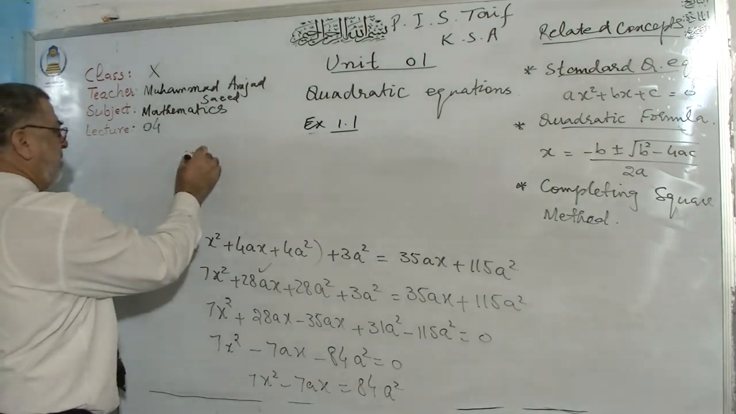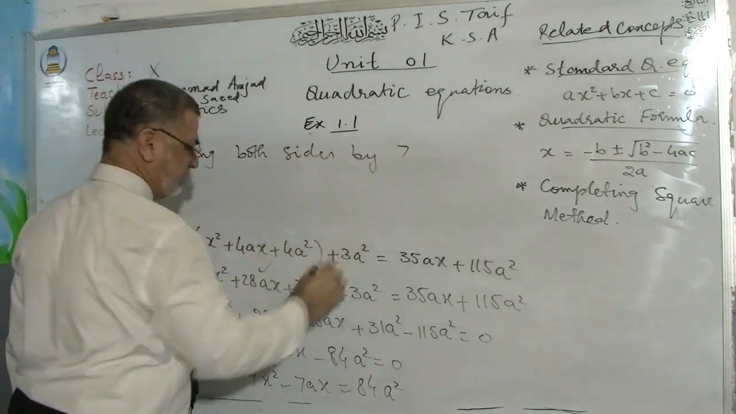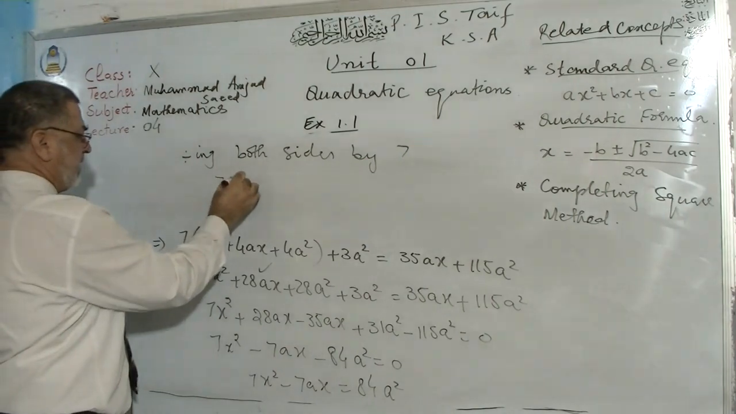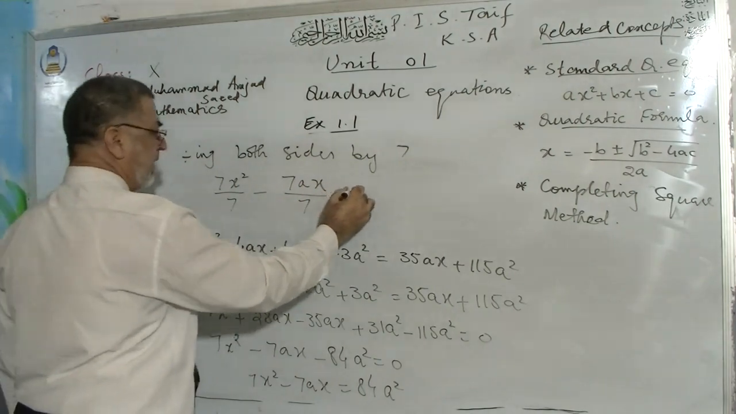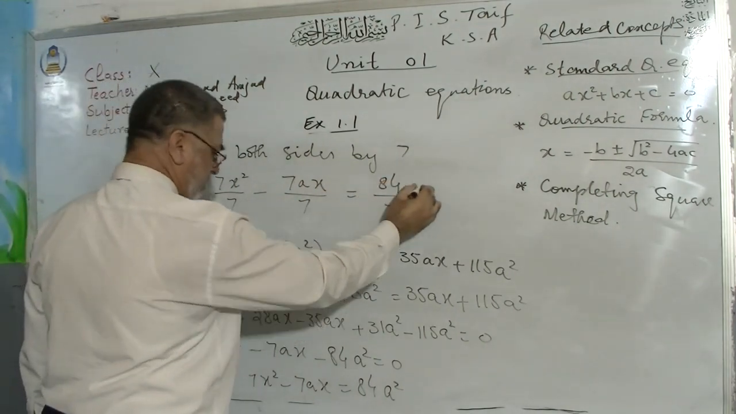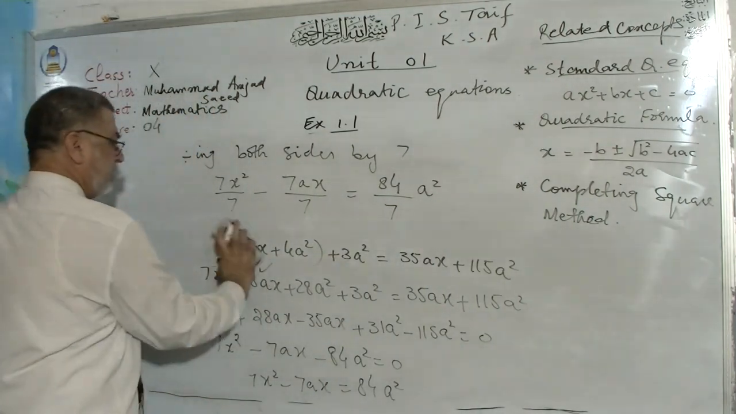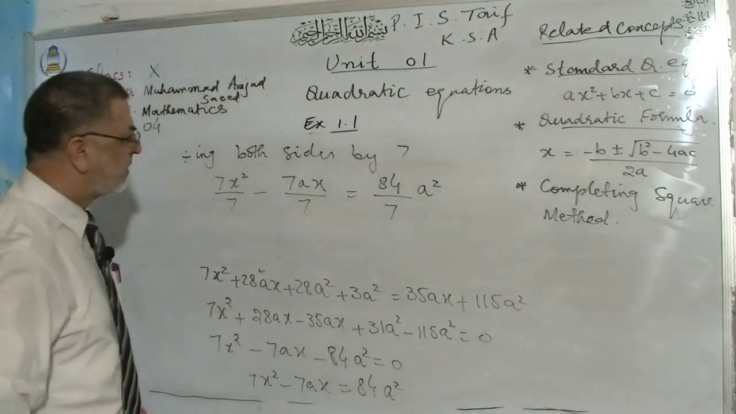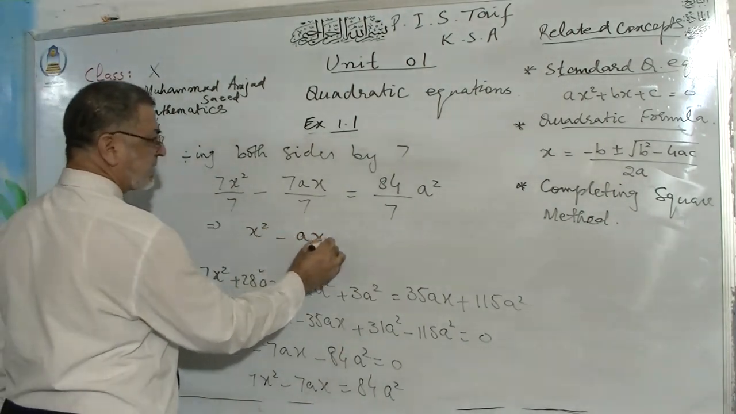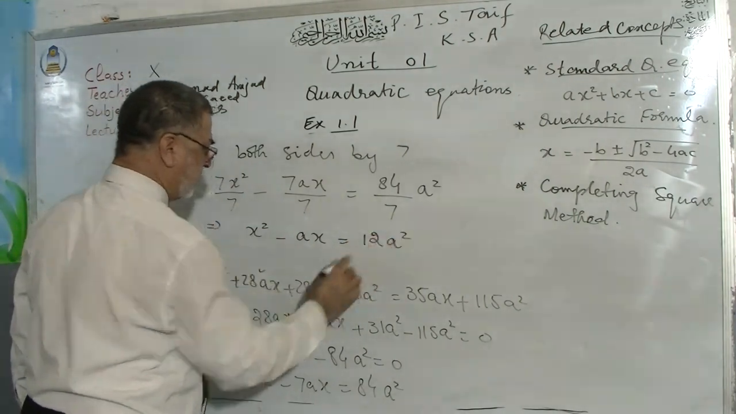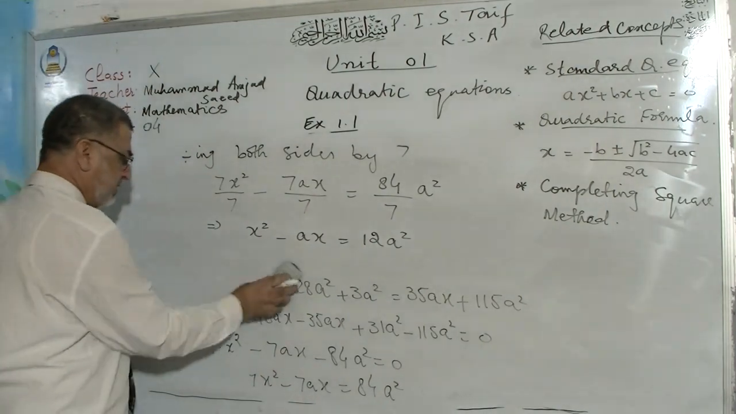Now dividing both sides by 7. Here is 7x square over 7 minus 7ax over 7 is equal to 84a square over 7. After that, there is x square minus ax is equal to 12a square. Now we have to complete the square.